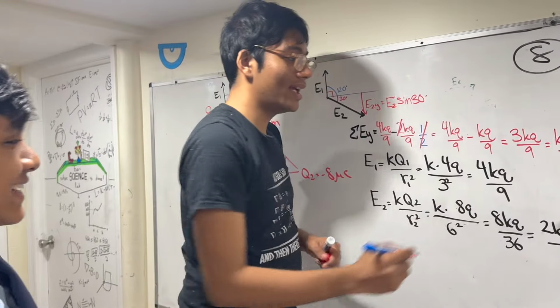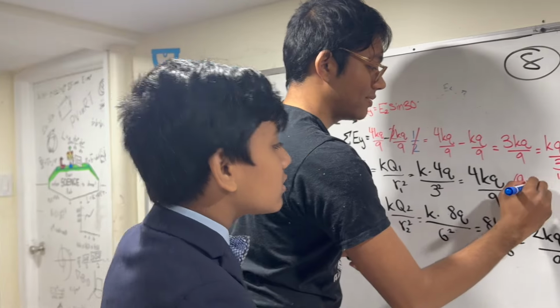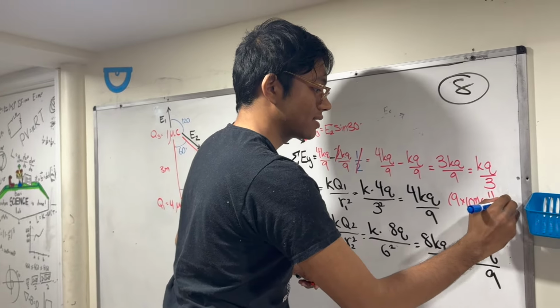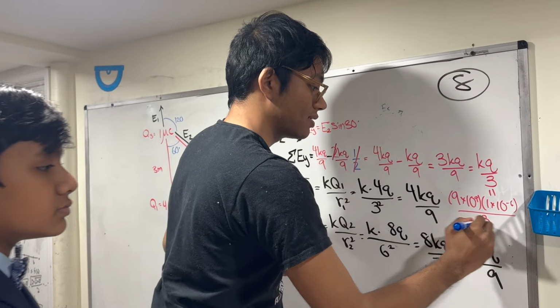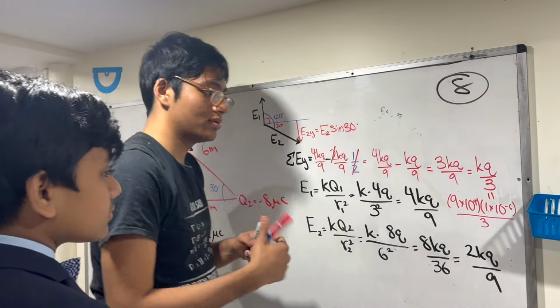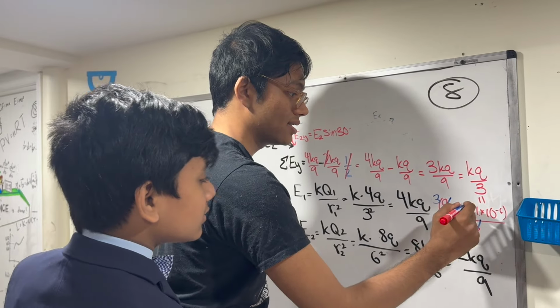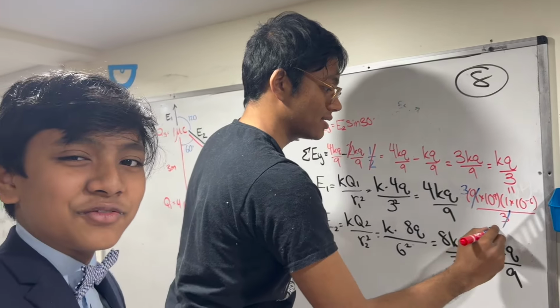Yes. So K is just 9 times 10 to the 9. Q is 1 times 10 to the minus 6. 3 is just 3. So it's 3,000. That's right. 3,000 times 10 to the 9. Well, you made the test. Of course you know the answer.